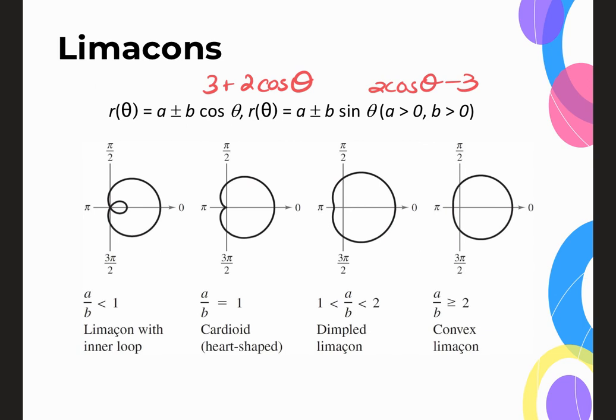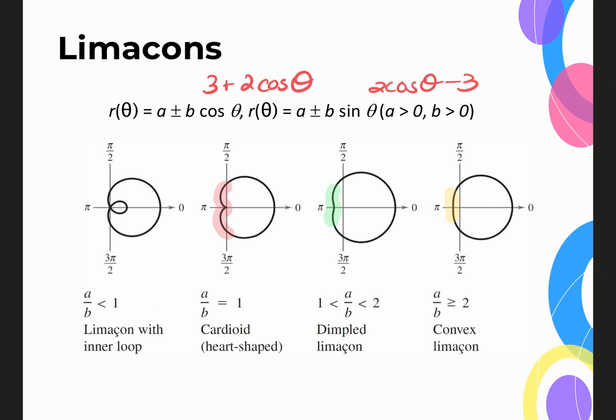If A over B is less than 1, then it causes an inner loop. If A over B is equal to 1, they call it a heart shape, but it's called a cardioid. It does like that little sharp point on the inside, and then it's rounded out going out. If A over B is in between 1 and 2, then it's called a dimpled limaçon. It looks like a kidney bean. It kind of just puts in a little bit, but it's a soft, rounded edge. And if it is greater than 2, it is a flat edge, as though you took that ball and threw it against the wall and it flattened out.